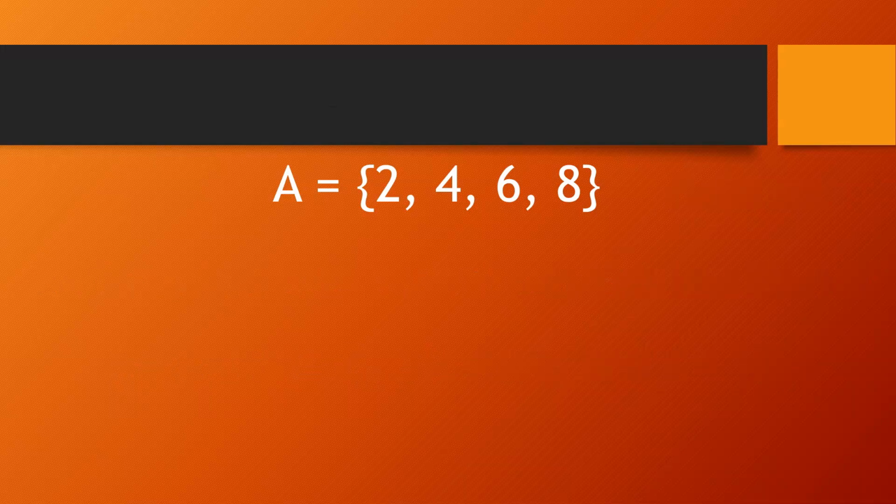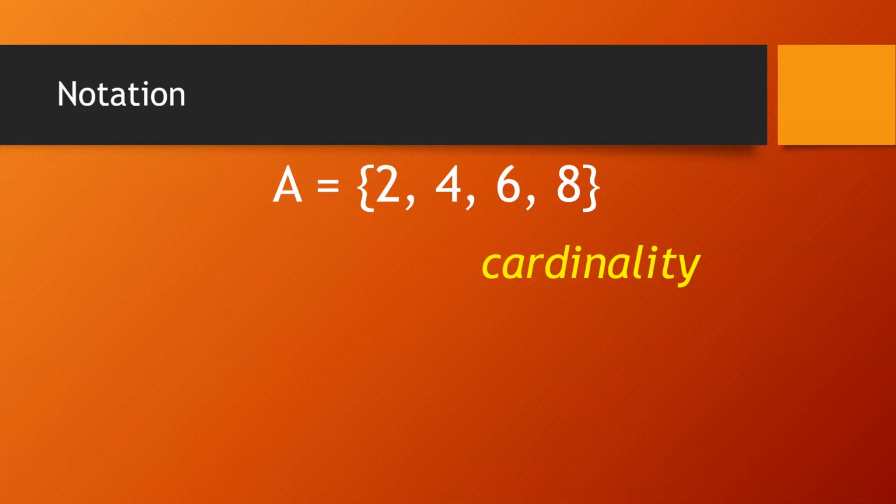Because set A is finite, we can also count the number of elements in the set. So in this case, we have 1, 2, 3, 4 elements in the set. Now we've already said that that's the cardinality of the set. But we have some special notation we can use to indicate that we're looking at cardinality. And that's this notation. So when you see the n and then in parentheses the name of the set, that means the number of elements in set A. And in this case, the number of elements in set A is 4.